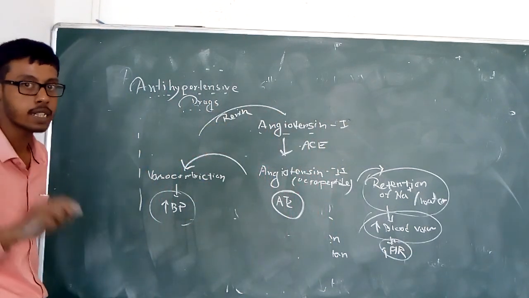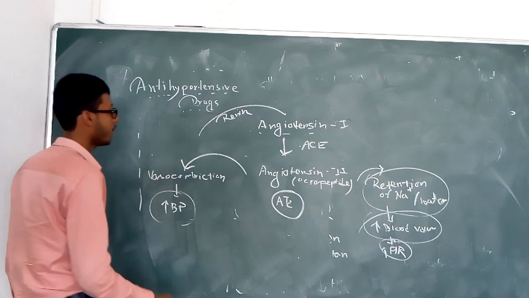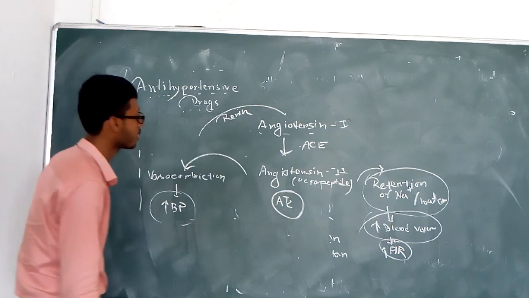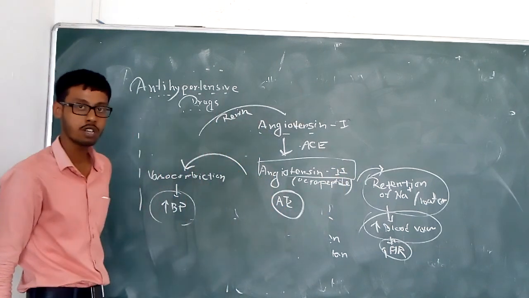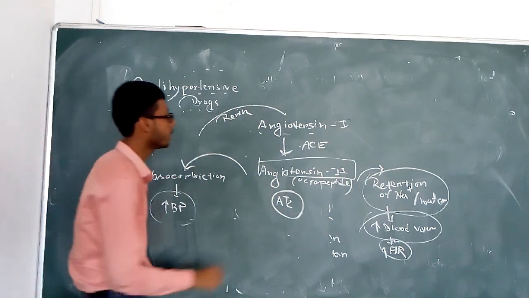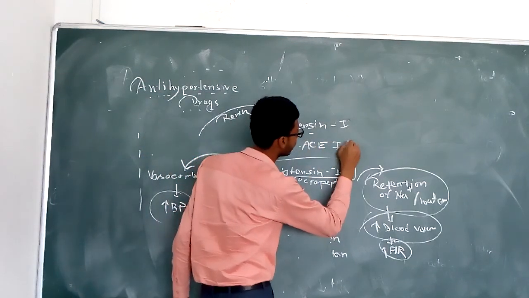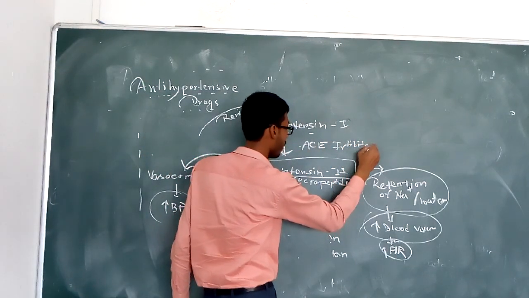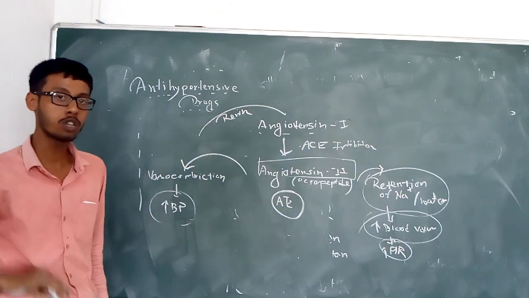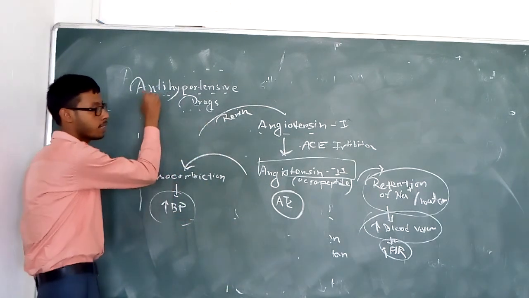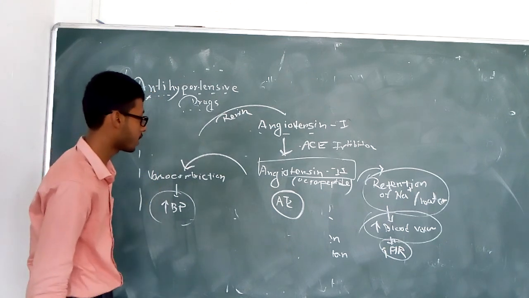So there are two sides where this can be blocked. First, the conversion of angiotensin 1 to angiotensin 2 is blocked by the ACE inhibitor, and as a result this process is blocked and it produces the antihypertensive effect.